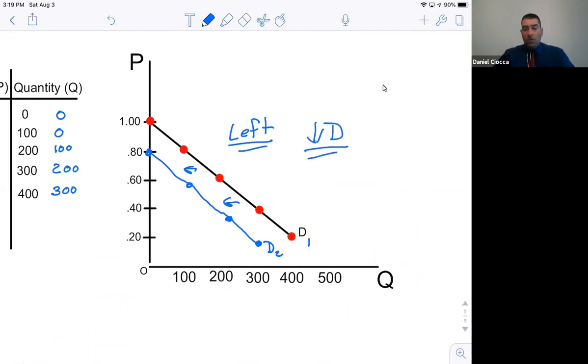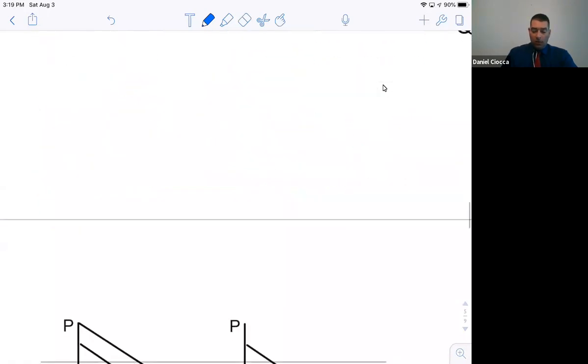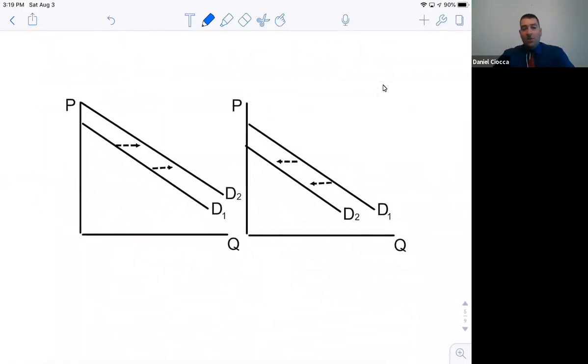Again, notice what didn't change. The price of the products, or the possible prices, didn't change. What changed was the quantities demanded at every single one of those prices. And when there is a change in the quantity demanded at every price, we simply call this a change or shift in demand.